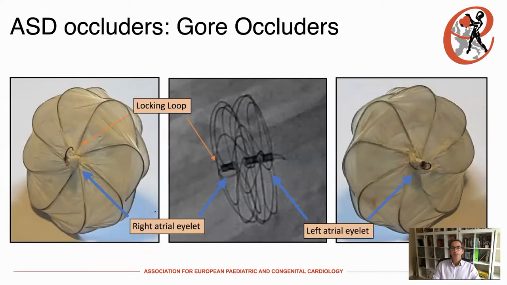This picture shows in more detail the Gore ASD occluder as it would look like once it's locked and implanted in the interatrial septum. The PFO occluder looks almost similar. On the right hand side, there is a picture of the right disc with the right eyelet.